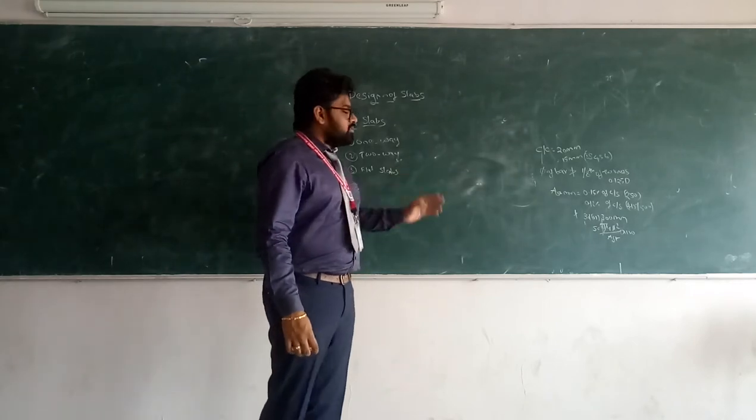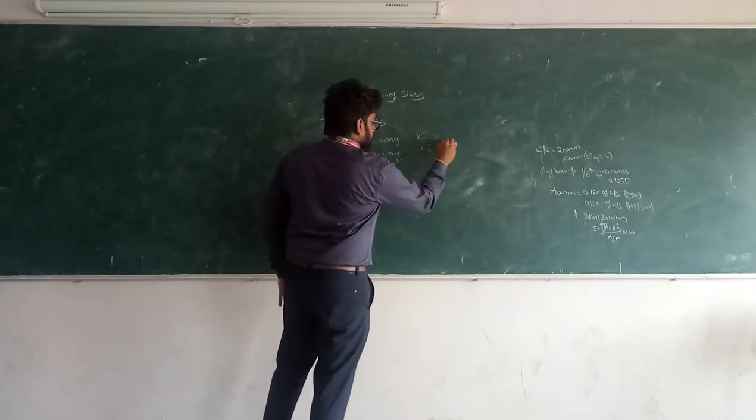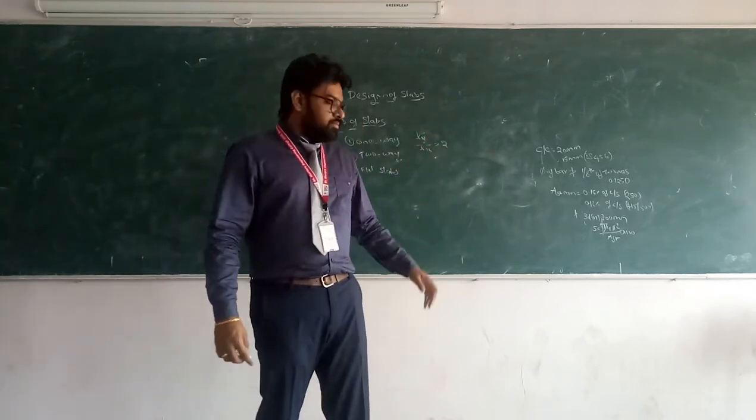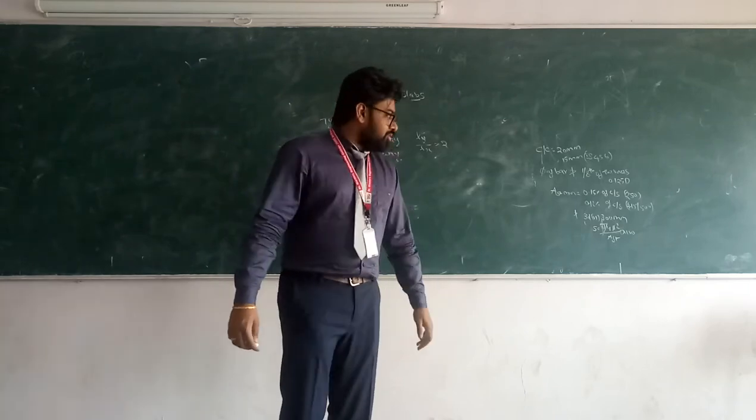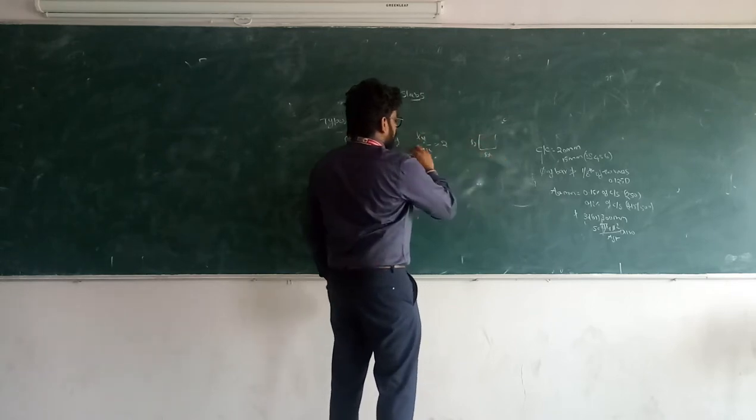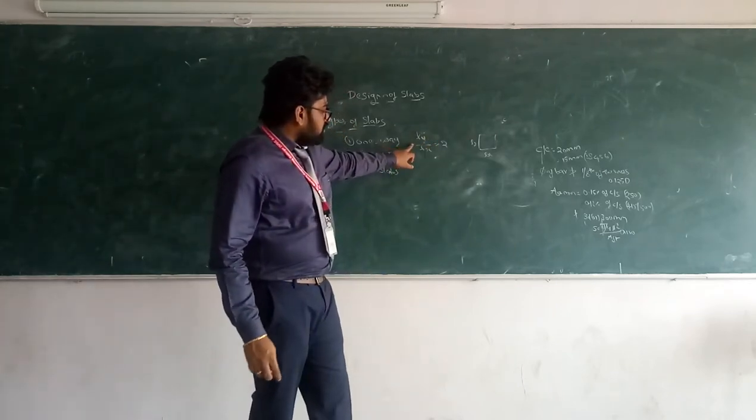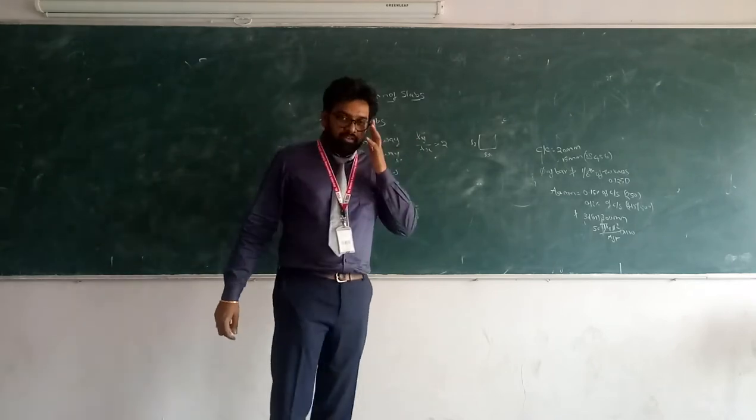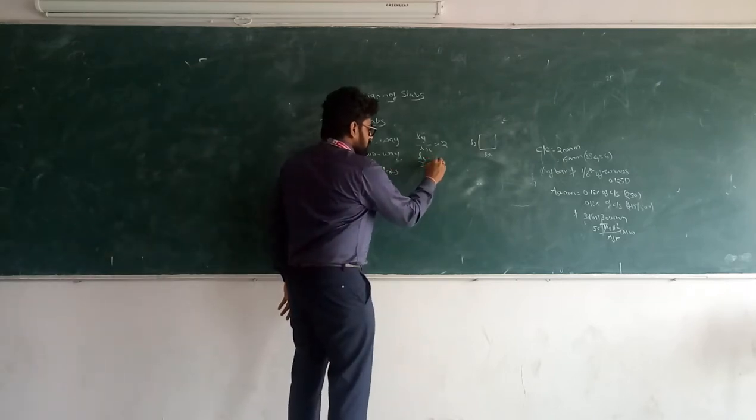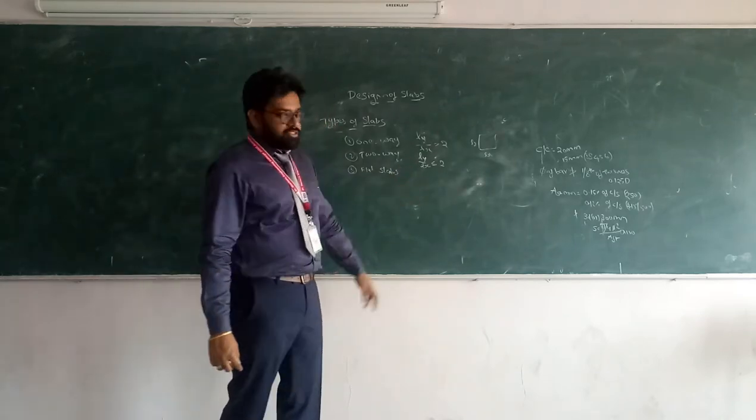A one-way slab depends upon the aspect ratio Ly by Lx. Ly is the dimension of the longer span and Lx is the dimension of the shorter span. Usually two dimensions will be there for any 2D element. Always take the longer direction as Ly and the shorter direction as Lx. If the ratio of Ly by Lx is greater than 2, that is known as a one-way slab. If Ly by Lx is less than or equal to 2, that is known as a two-way slab. So it mainly depends upon the aspect ratio.